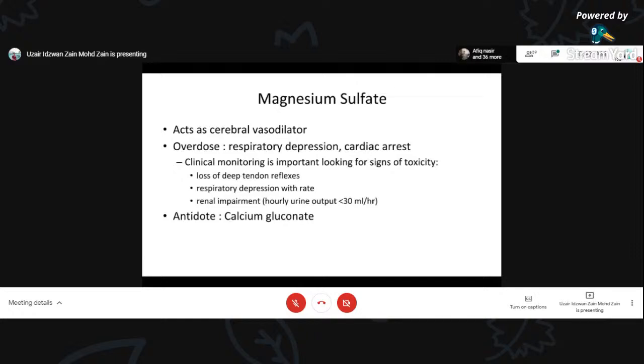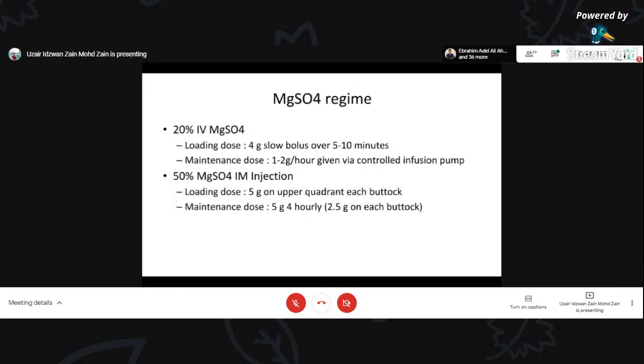But why do you need to monitor hourly urine output? Because the excretion of magnesium sulfate is through urine. So if the patient has some degree of renal impairment, you will have a lot of accumulation of magnesium sulfate in the circulation, which leads to the side effects or toxicity of the magnesium sulfate. So that's why you need to monitor the renal function by looking at the hourly urine output. So the antidote for the magnesium sulfate is calcium gluconate.